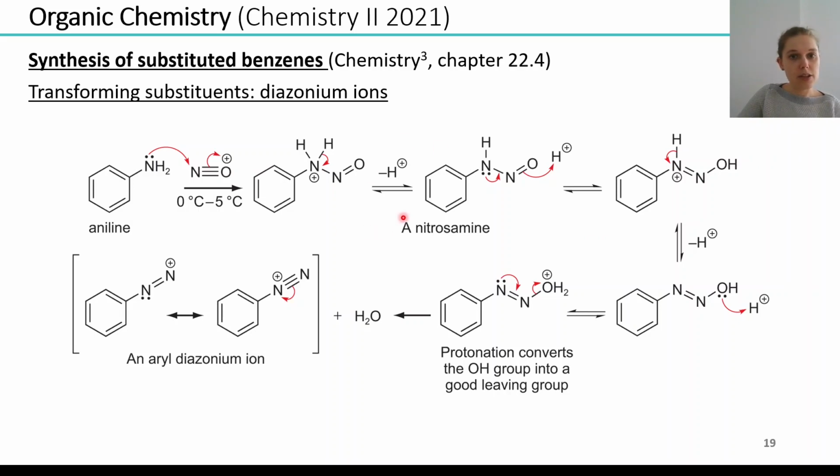After the subsequent deprotonation, a nitrosamine is formed, which then reacts in a series of protonations and deprotonations, leading to the formation of an aryl diazonium ion and water. The aryl diazonium ions are very unstable, and on warming to room temperature or even above, they lose nitrogen, which is a very good leaving group. This forms a very unstable aryl cation that reacts with nucleophiles in SN1 reactions. For example, the reaction with water introduces a hydroxyl substituent on the benzene ring, which is an important way to synthesize phenols.